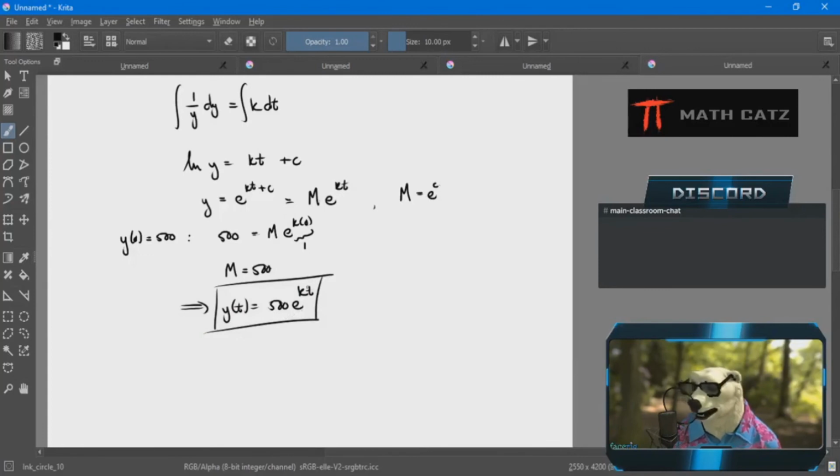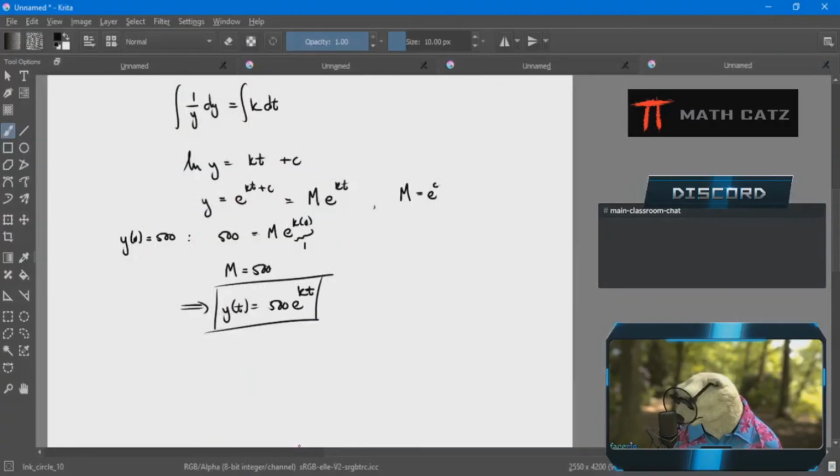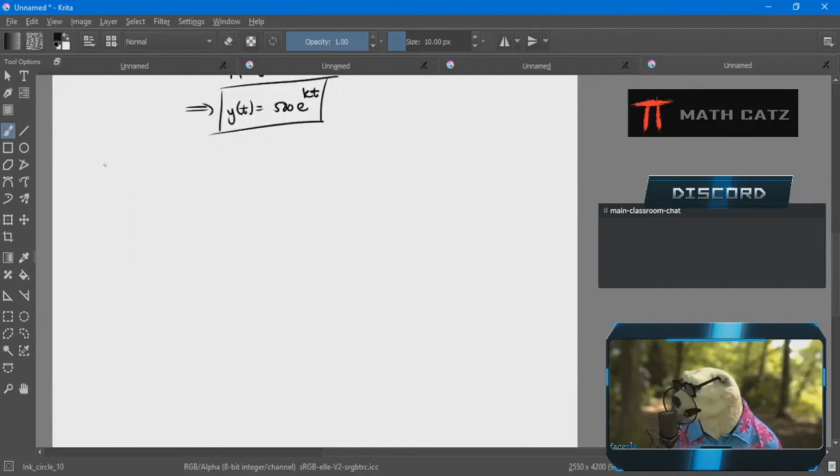I still need to find k to be able to use this function completely, but they also give me extra information. They give me the fact that after 6 months, there will be 1,000 fish. So this is what we call doubling time, that from 500 double to 1,000 takes 6 months. And we'll say something about that in a second. Right now, I don't really care what information they give me. I just need information to get this growth constant k. So in this case, the information is the fact that after 6 months, I have 1,000 fish.